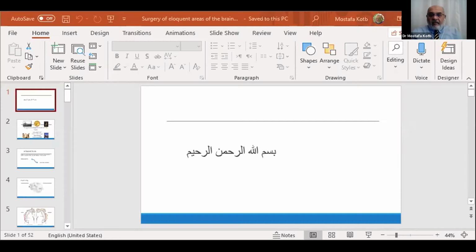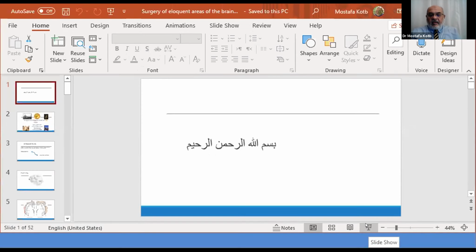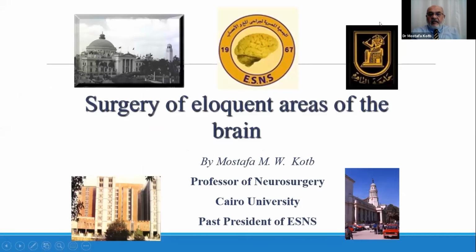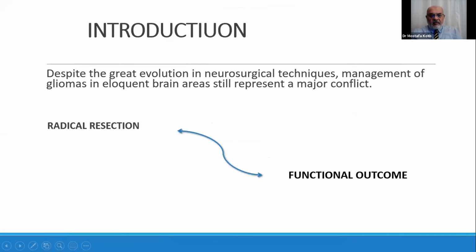I would like to share my humble experience on operating in eloquent areas of the brain. The work I'm presenting here is based on some research we did in our department a few years ago. It's about surgery of the eloquent areas of the brain, mainly for glioma surgery, as Professor Wu has told us.